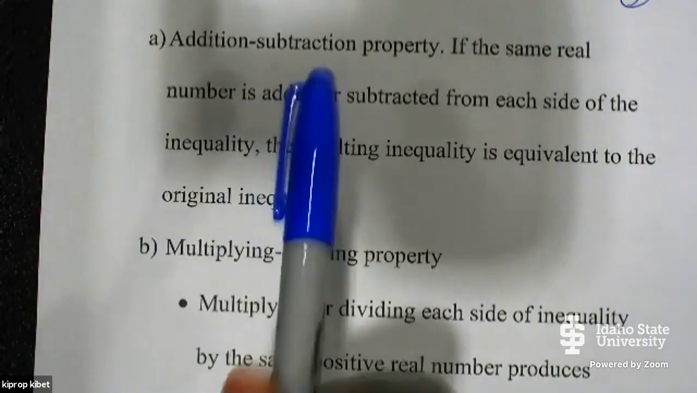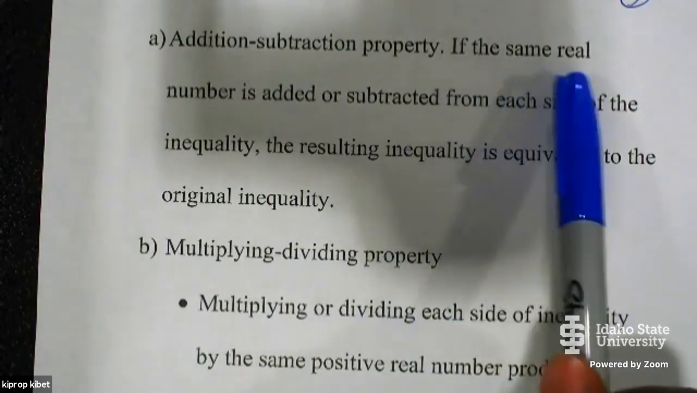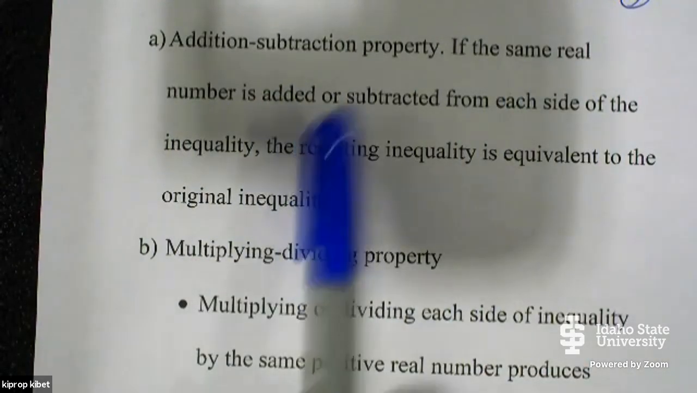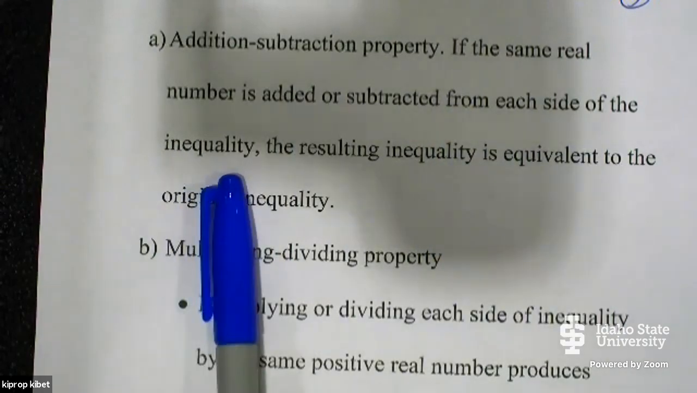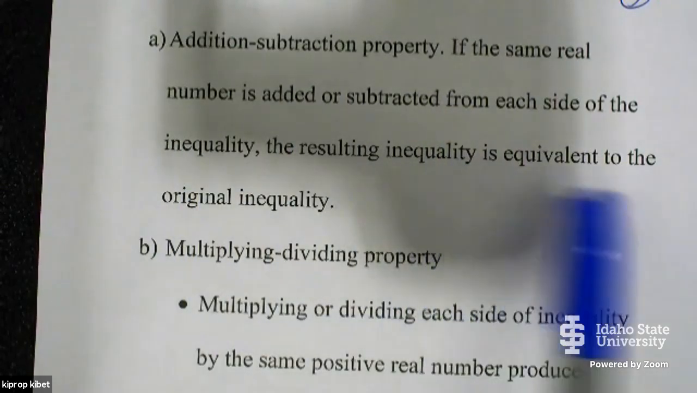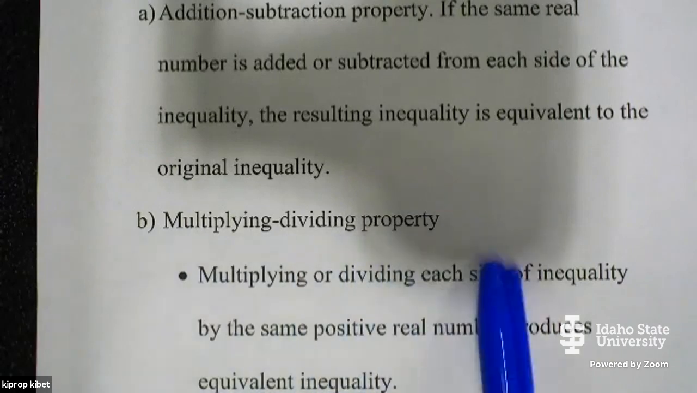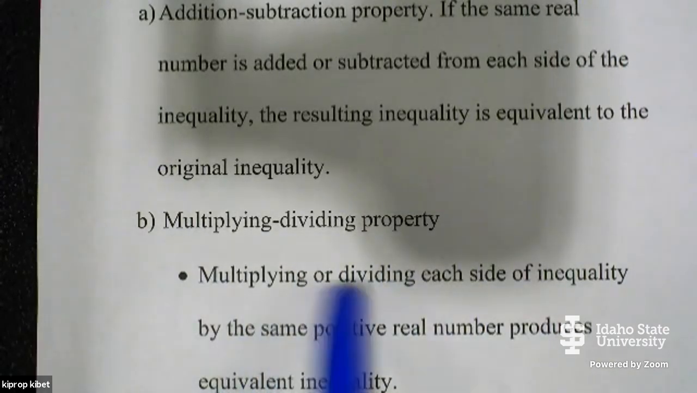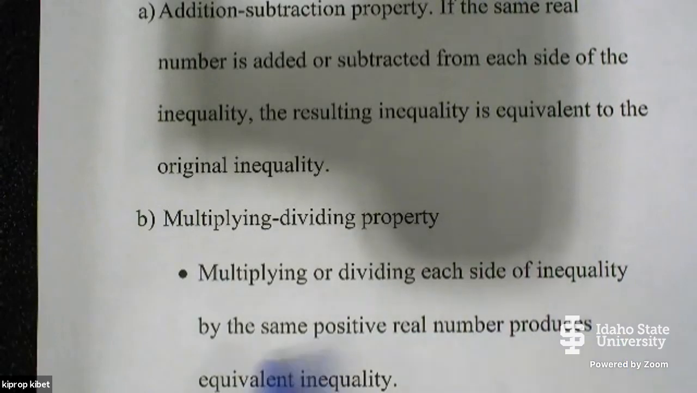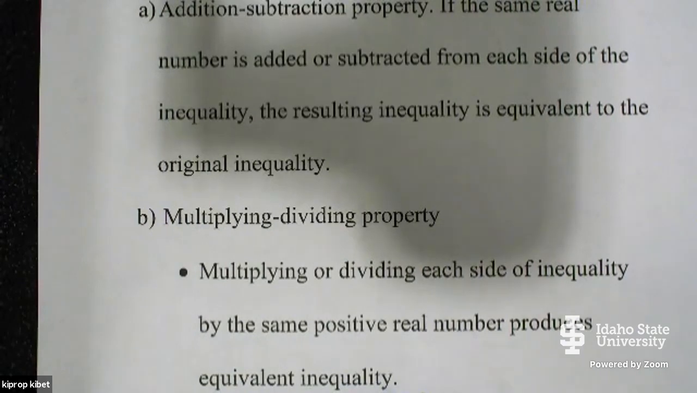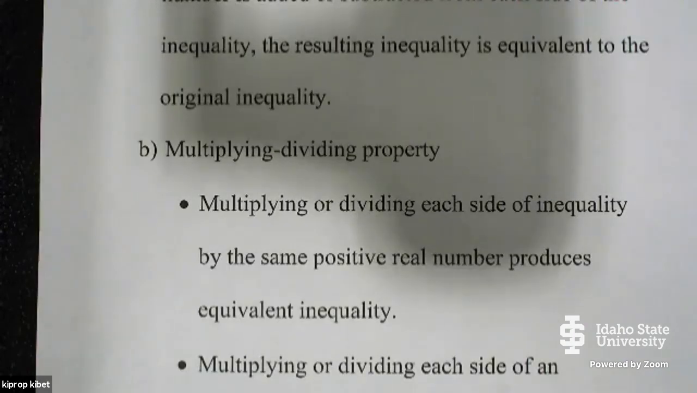Okay, so the addition and subtraction property. If a real number is added or subtracted from each side of the inequality, the resulting inequality is equivalent to the original inequality. We'll look at an example of that. Multiplying and dividing property: multiplying or dividing each side of the inequality by the same positive real number produces an equivalent inequality. Okay, this is very important.